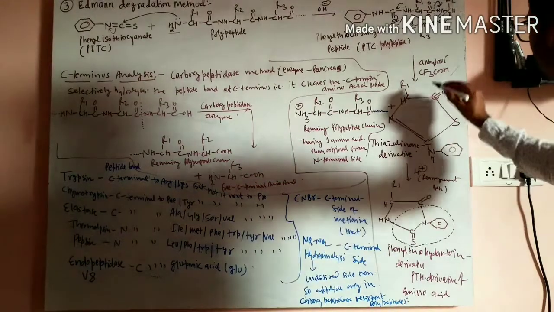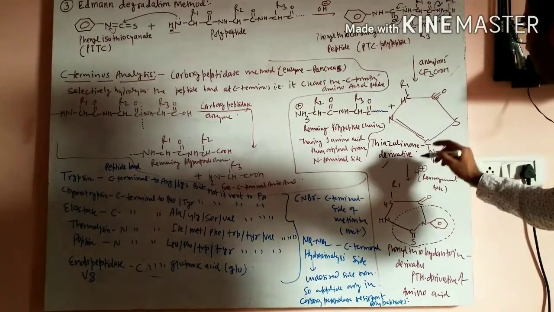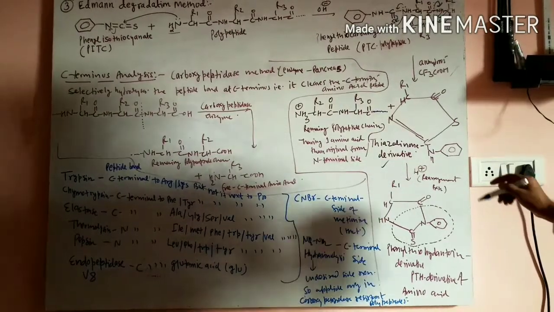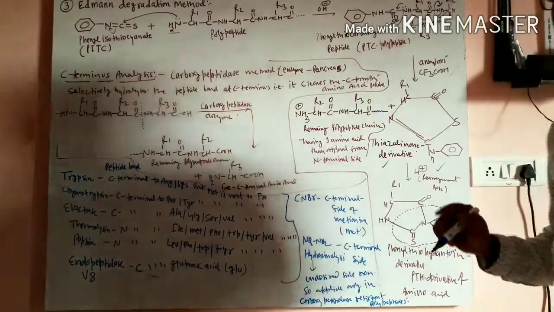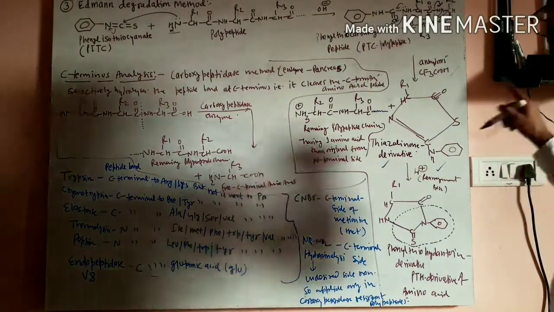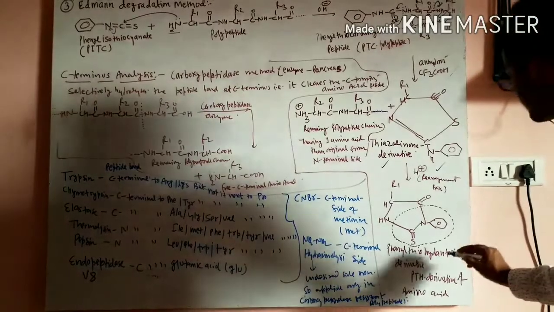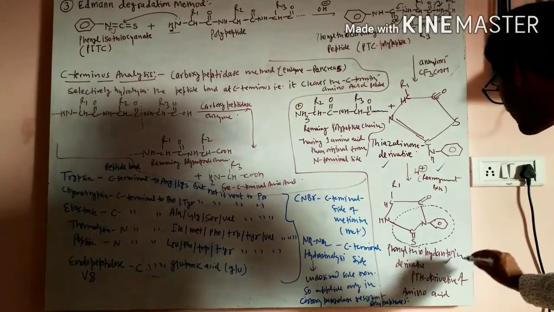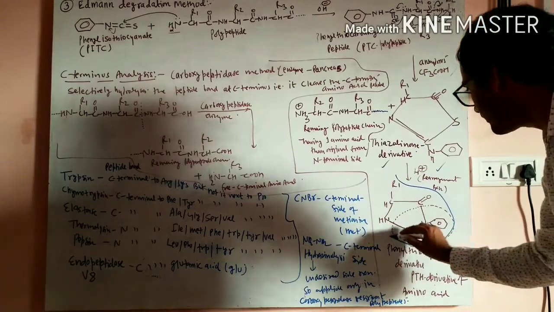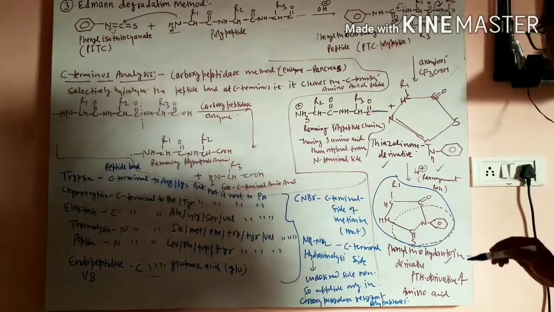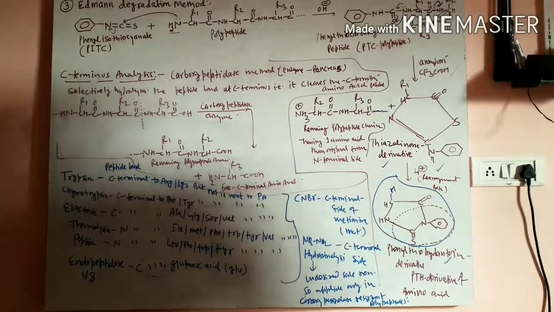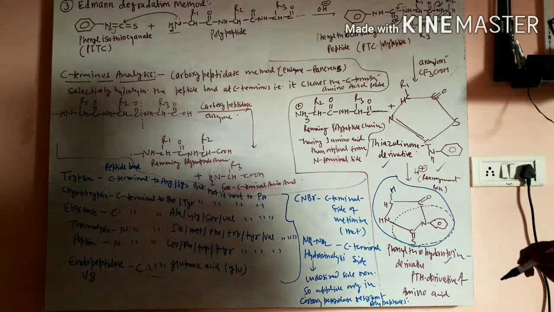Now this molecule, which is the thiazolinone derivative of the N-terminal amino acid, under acidic conditions further undergoes a rearrangement reaction and converts into the phenylthiohydantoin derivative. This is the phenylthiohydantoin. This molecule is called phenylthiohydantoin, the PTH derivative.